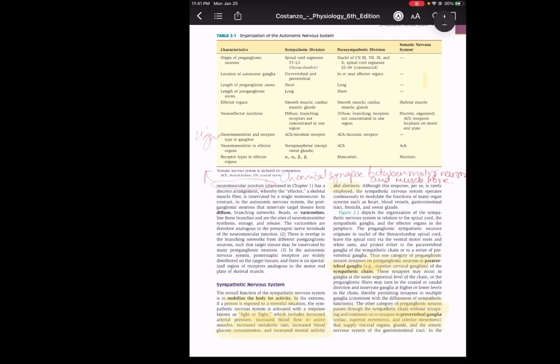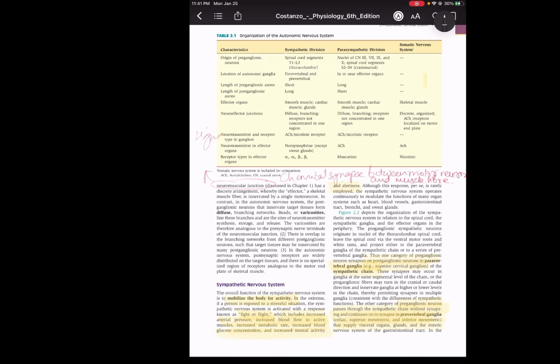These are the neuromuscular junctions, as I said. After that, the main thing is the sympathetic nervous system, which I have already told you about. The sympathetic nervous system is basically fight or flight. Its effector organs are smooth muscle, cardiac muscle, some endocrine glands and some exocrine glands.